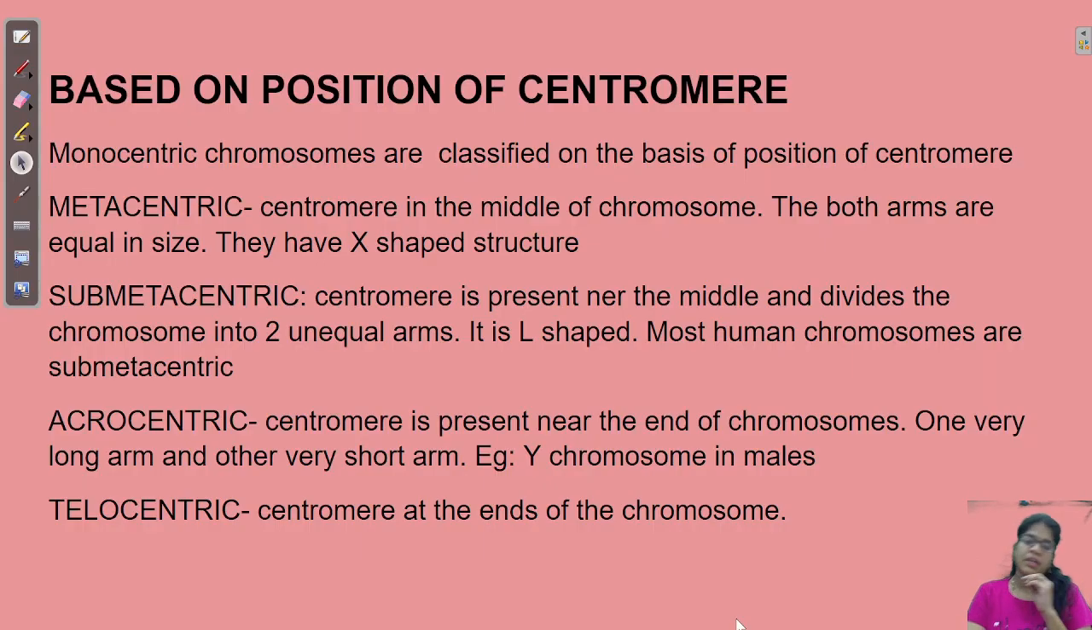So I hope in this class I have been clear with the basic things regarding the centromere, chromosomes, the shapes of a chromosome, and the basic parts of a chromosome. In the next class I will talk about cell division, where you will have a clear idea about how the chromosomes are pulled towards the daughter cells, and also about meiosis.